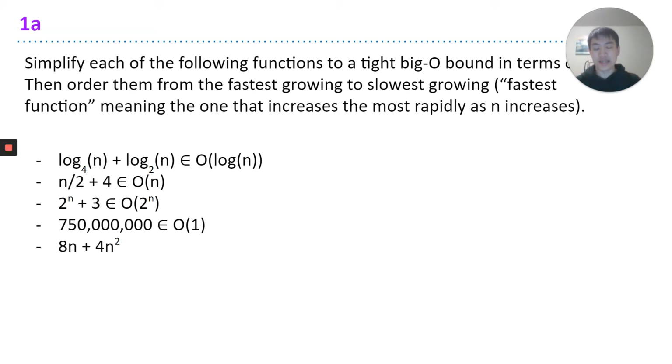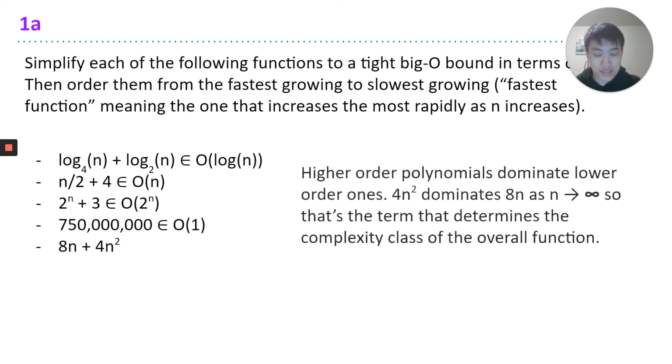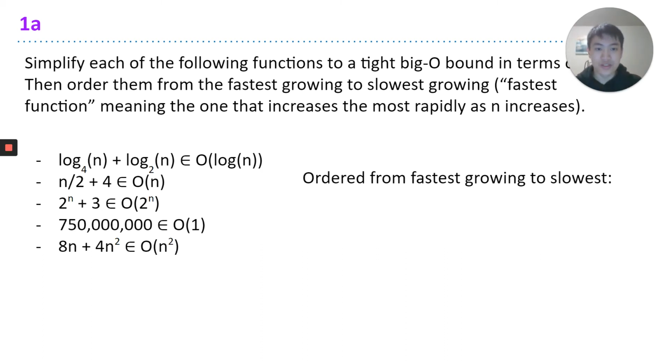Lastly is 8n plus 4n squared. We see that n squared is a higher order polynomial, so it dominates 8n, which gets erased completely. And dropping constants, it's just going to be n squared in terms of the complexity. Now we're going to be ordering from the fastest growing to the slowest.